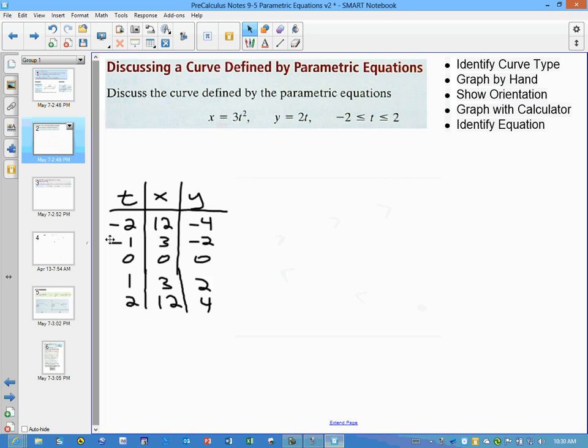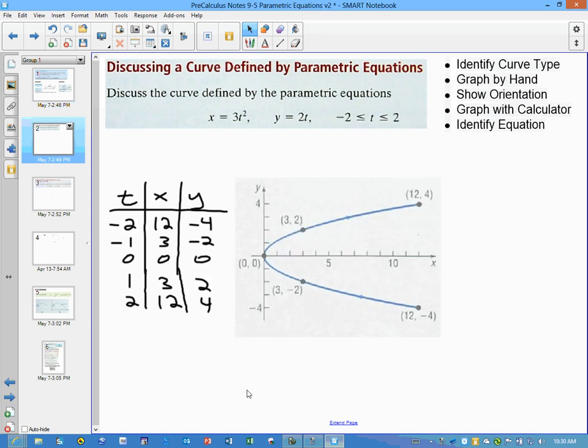And I do that with my other t's. I input into the x's and the y's, and I get these as the values. And then we're simply going to graph these, which means we're going to plot these 5 points. So looking at a graph, I plot 1, 2, 3, 4, 5 points. Our graph is not quite complete yet, but at this point we do have enough information to identify our curve type. Hopefully by now, when we plot the 5 points and draw a smooth curve through those 5 points, you should recognize that this curve type is a parabola.